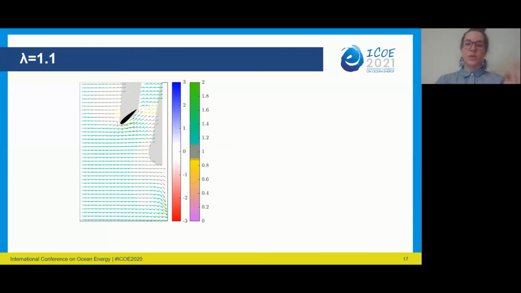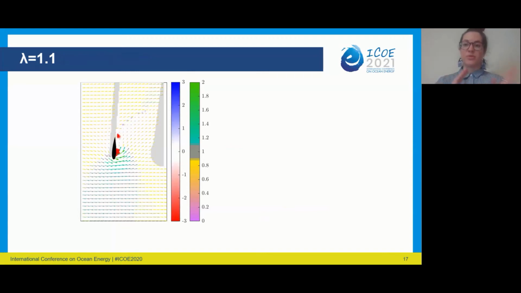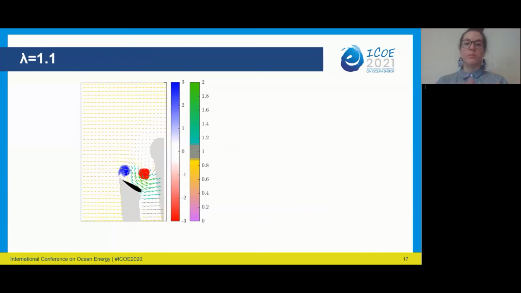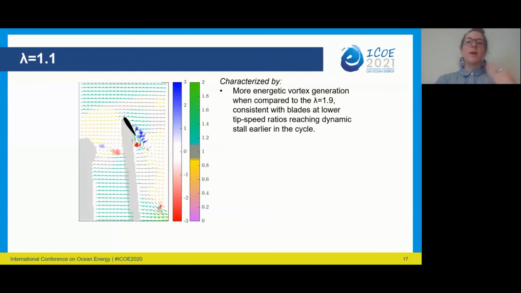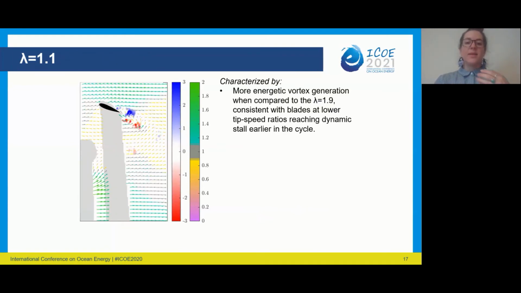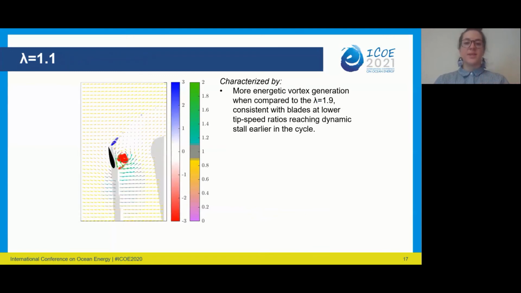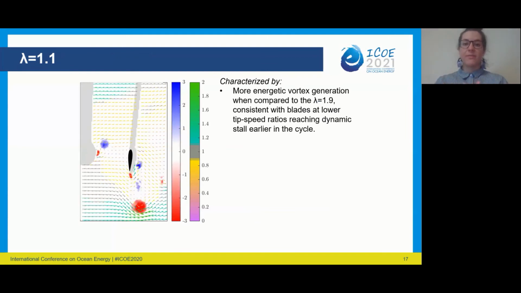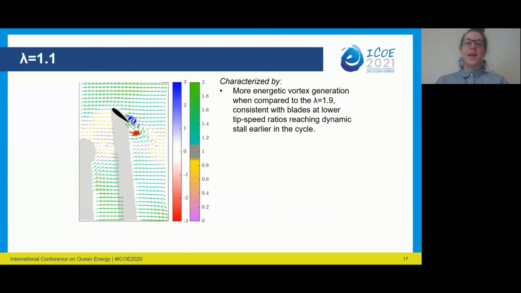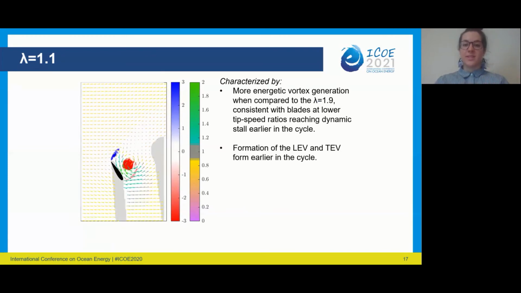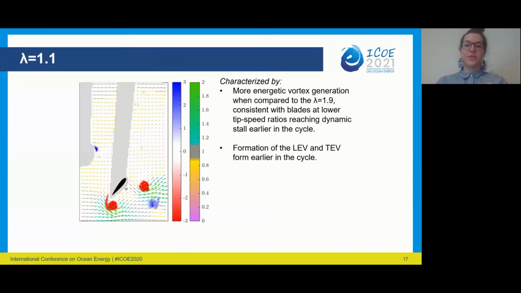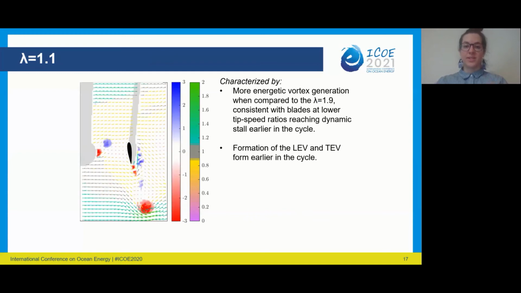In contrast, we're going to look at the entire sweep, so both upstream and downstream sweeps of the 1.1 poor performance case. Probably the most obvious thing here is that the vortex generation is much more energetic than for the 1.9 case, and the vortices form earlier on in the cycle. And this is all consistent with blades at lower tip speed ratios reaching dynamic stall earlier in the cycle.